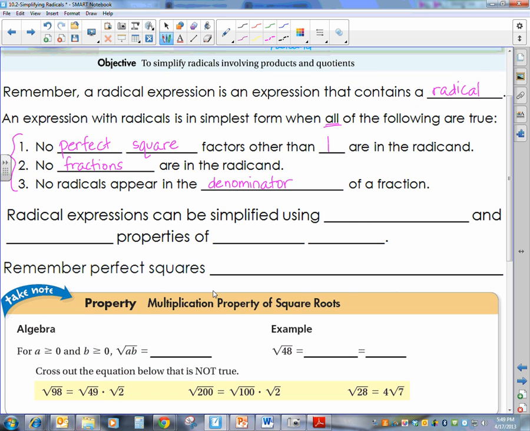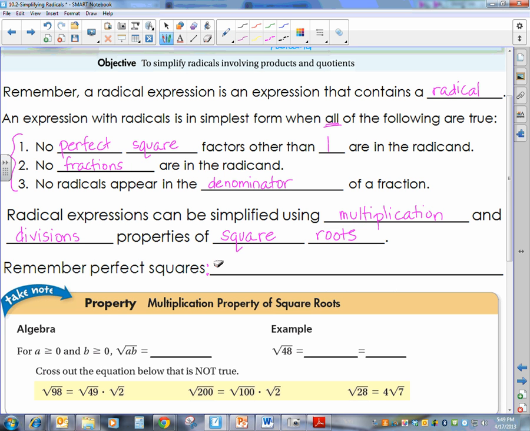Okay? Now, what we're going to be talking about today is the fact that radical expressions can be simplified using multiplication and division properties of square roots. So before we get into more detail of that, I want to review our perfect squares.